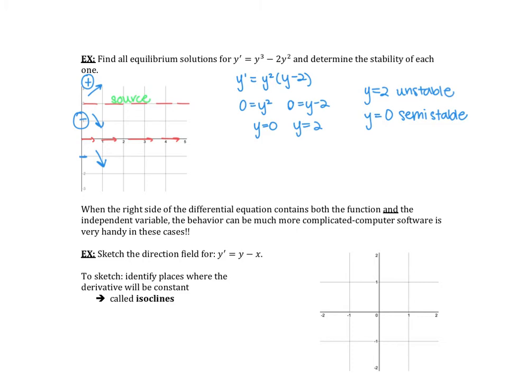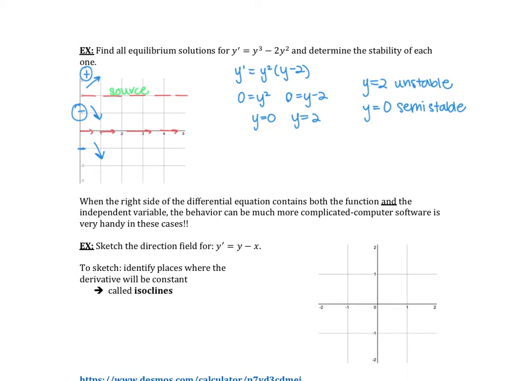Okay, now sometimes the right side of the differential equation, because typically we put the derivative on the left side, the right side of a differential equation contains both the function and an independent variable, and we haven't seen that so far. All we've looked at is our function, y. And so the behavior can be a little bit more complicated when we're dealing with a differential equation that has both the function and the independent variable.